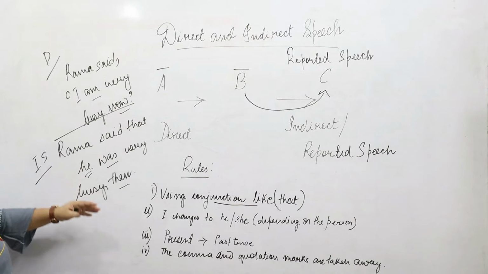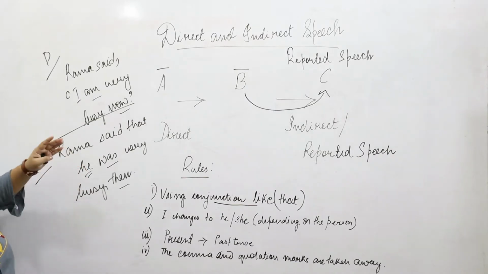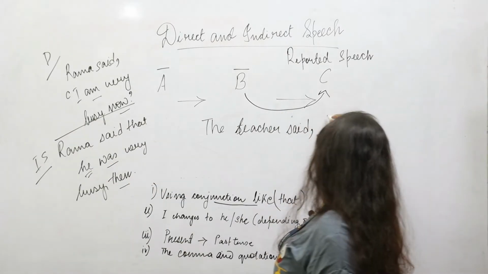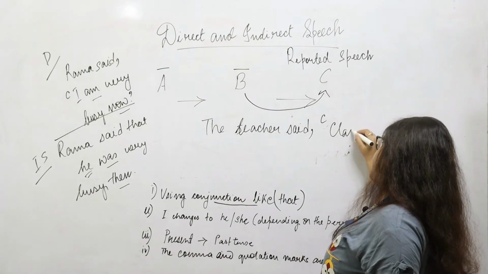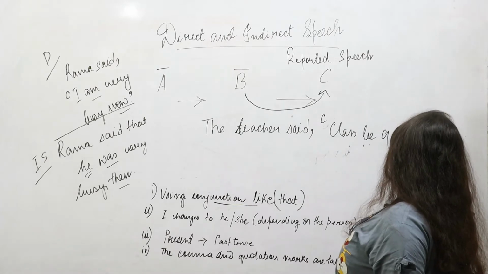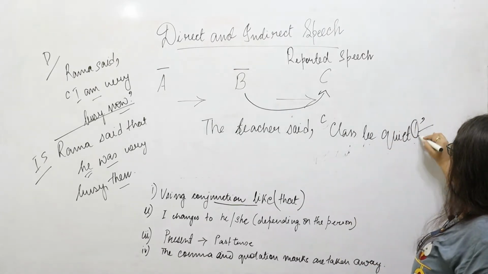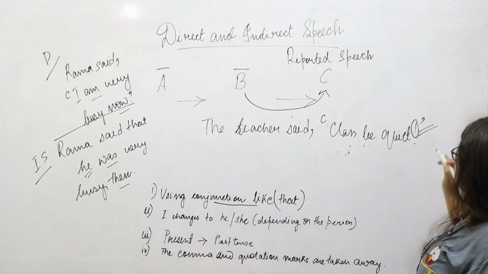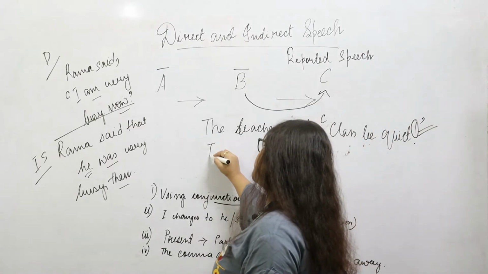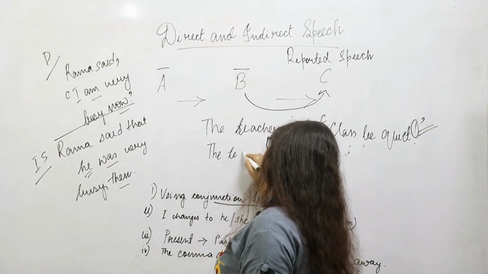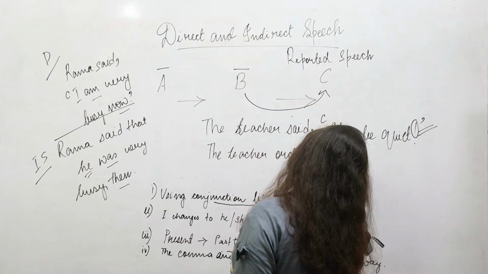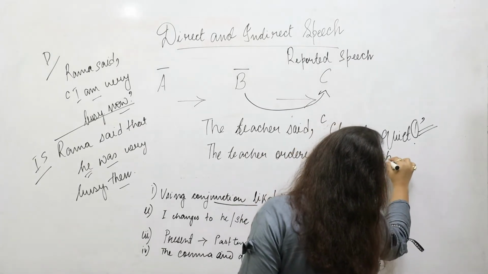In a similar manner, we'll see a few more examples of how we change sentences from direct to indirect speech. For example, if we say, "Class, be quiet!" here with this exclamation mark, it is like the teacher is ordering the students. So the better way of transforming this sentence would be, the teacher ordered the class to be quiet.